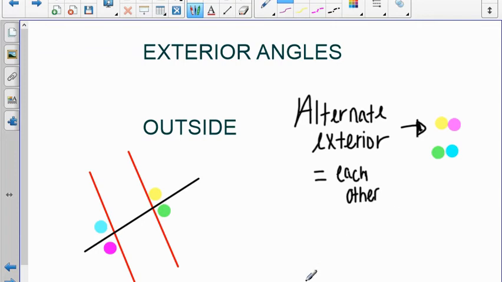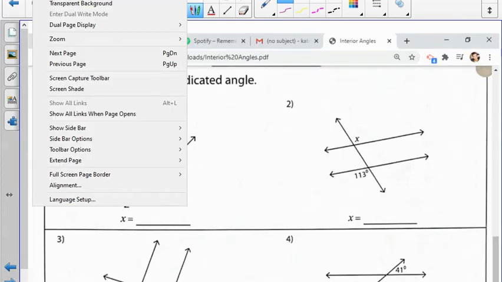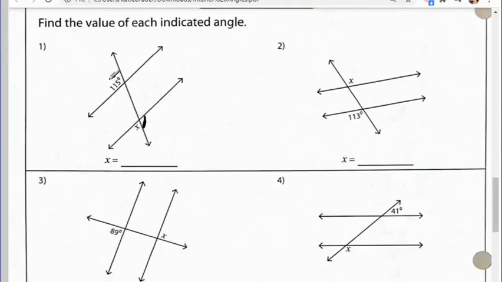Okay, so we're going to do a couple problems. This is on the other side of your worksheet. So we're going to do a couple of them together. For example, this first one. See how these are not on opposite sides? So this is 115. This right here in that black line that I drew, this would be its alternate exterior angle, which would mean this one has to be 115 too.